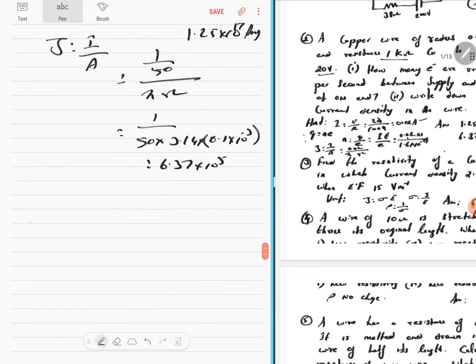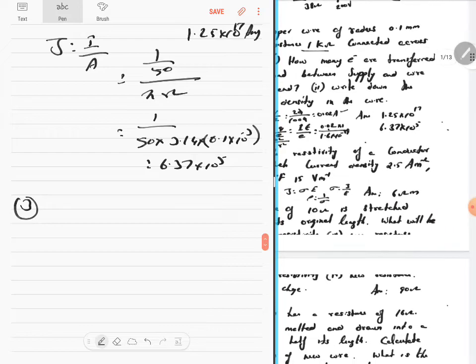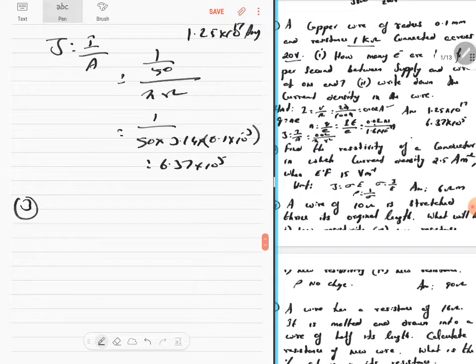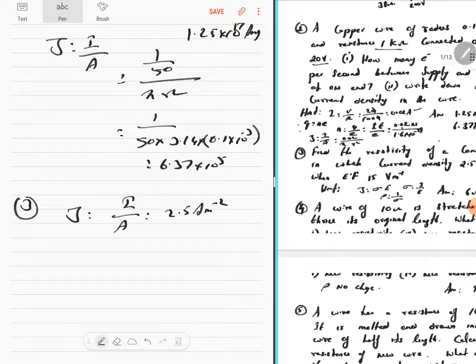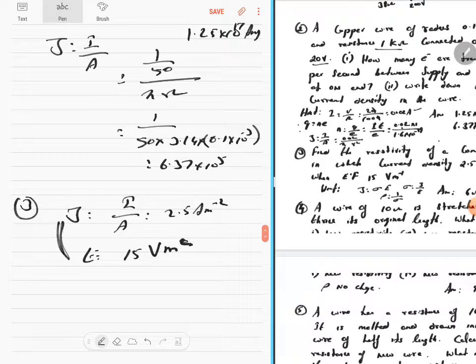The third question. Find the resistivity of the conductor in which the current density, J, which is I by A, is 2.5 ampere per meter square, when the electric field is 15 volt per meter. You know the relationship between current density and electric field. The current density is sigma times electric field, which is conductivity times electric field.